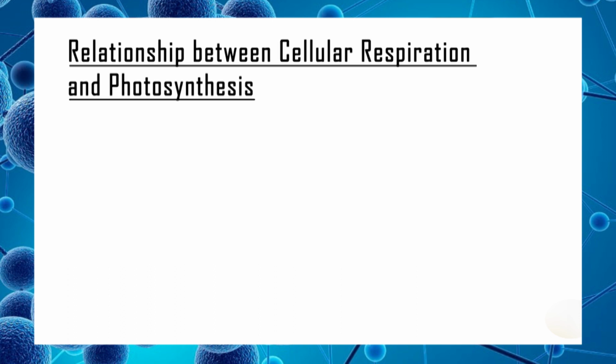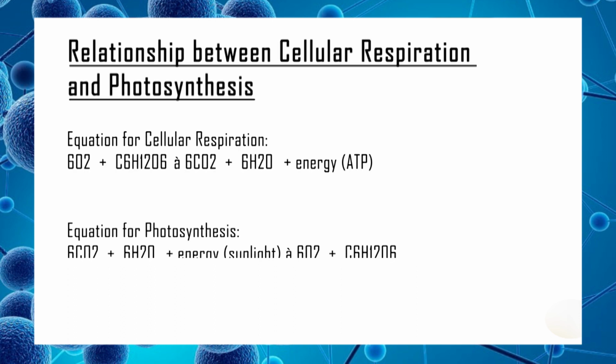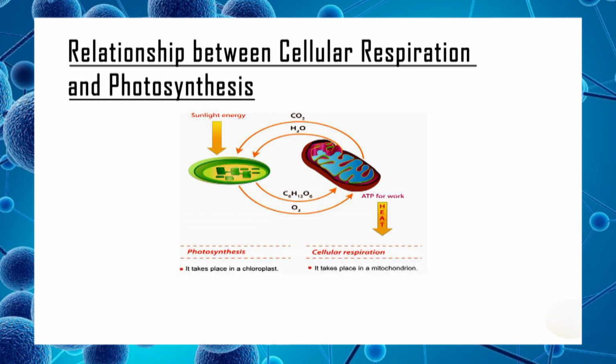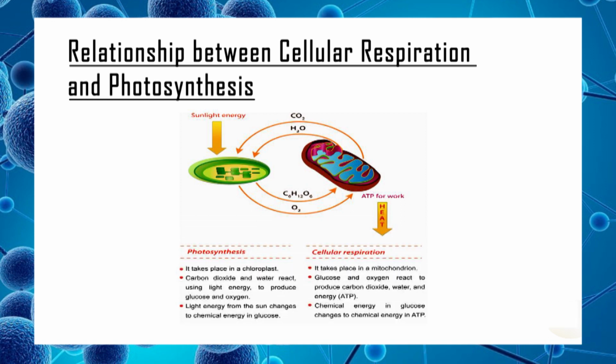Now, what is the relationship between cellular respiration and photosynthesis? The equation for cellular respiration you can see here, and the equation for photosynthesis. We get energy through sunlight in photosynthesis, then oxygen and glucose. This is the difference between photosynthesis and cellular respiration.